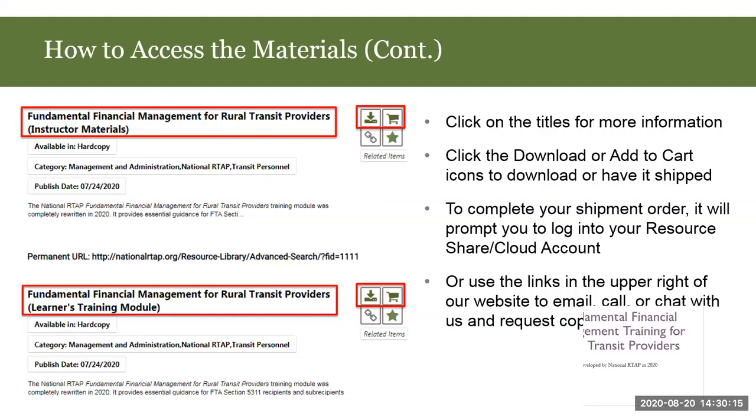And if you do that, you will need to log into your RTAP cloud account in order to complete the order. If you have any difficulties with ordering or downloading any of the materials, keep in mind that at the top right of the RTAP page, there's contact information to speak with RTAP by email, call, or chat, and make your request.